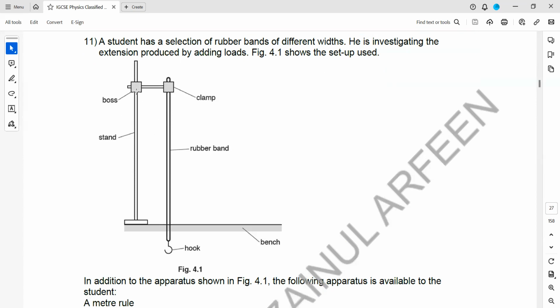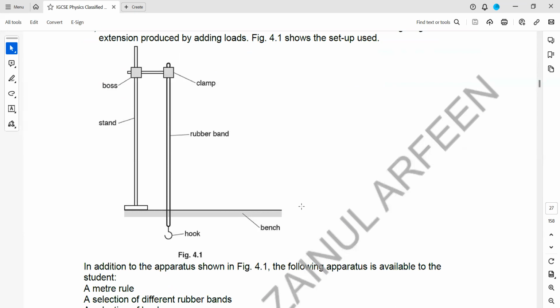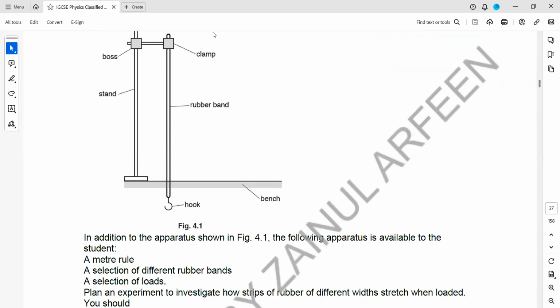So we have a boss, a clamp, a stand, a rubber band, and a hook is attached to the other end of the rubber band, and we have the bench. It's placed in this manner. Like if this is a bench, the rubber band is placed on this side. So we can add a load and it can stretch easily.